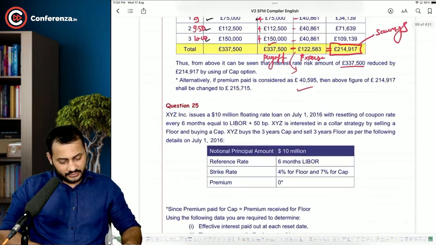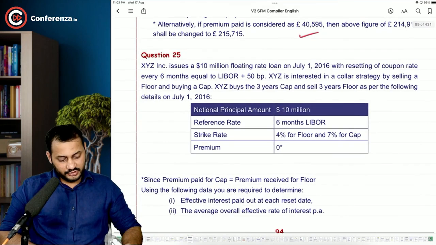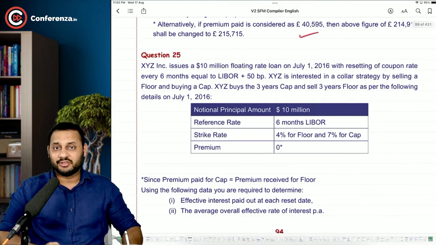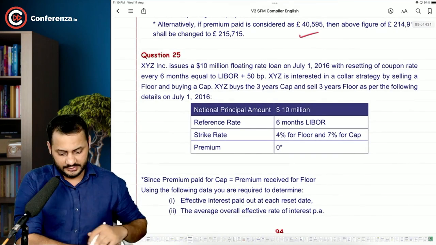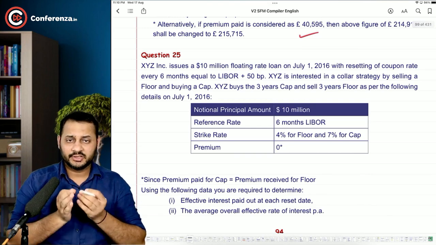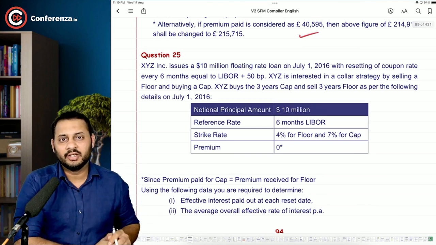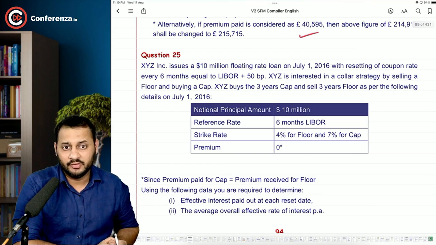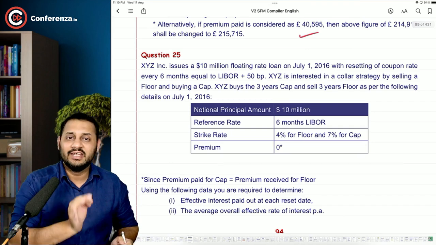Okay, sir. Next question. This is the question based on the collar strategy, and you are going to enjoy that. Have a look. See, XYZ Incorporation issues a 10 million floating rate loan on July 1, 2016 with resetting of coupon rate every 6 months.